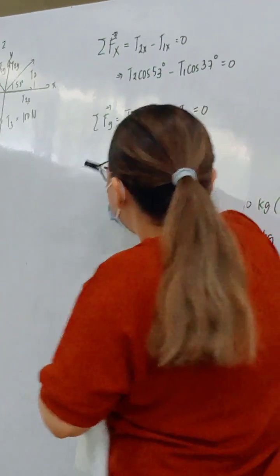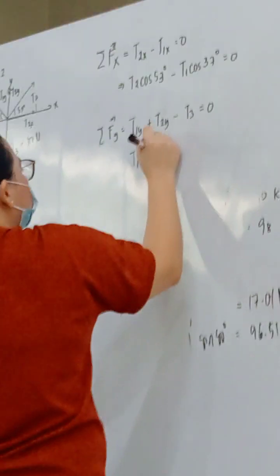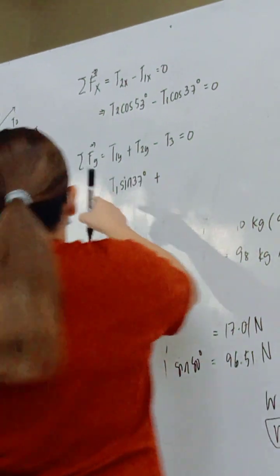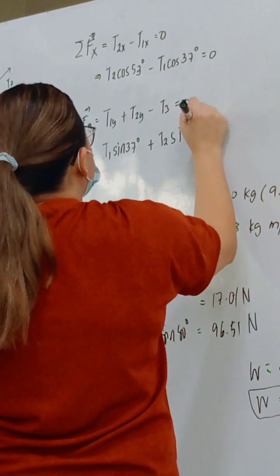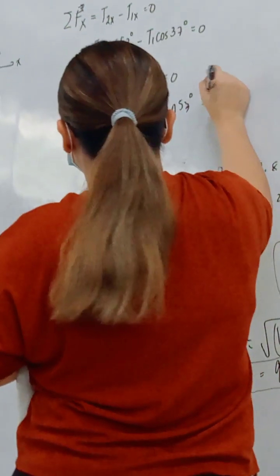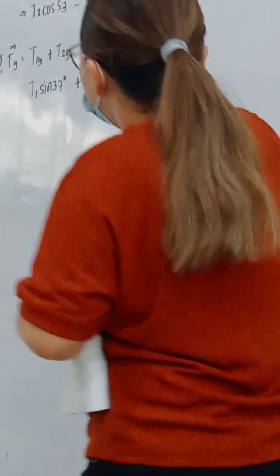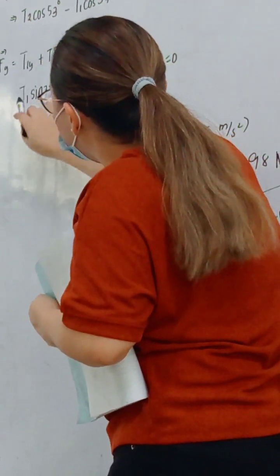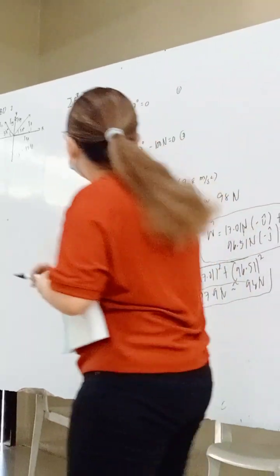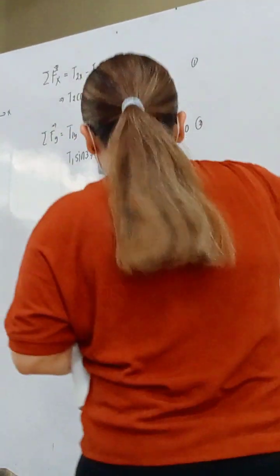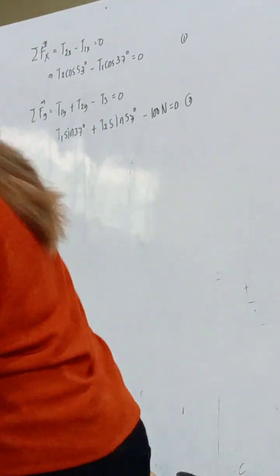In terms of theta, T1y is T1 sine of 37 degrees, and T2y is T2 sine of 53 degrees. T3 is that 100 Newton, equal to 0. So what are the variables? T1 and T2. We have two equations, so we can solve this. How will we solve it? By the substitution method.